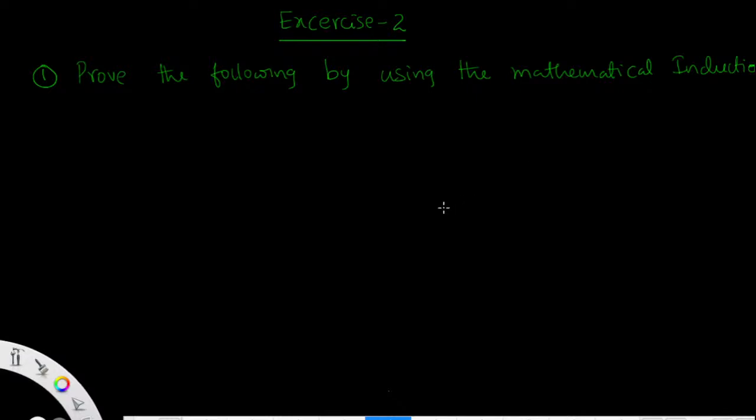By using the principle of mathematical induction, you prove the given following statements for all. The for-all symbol is like that. Small n belongs to capital N. For all means such that, this symbol is for all. Okay. First question, question number 1.